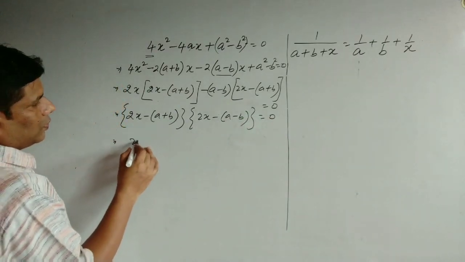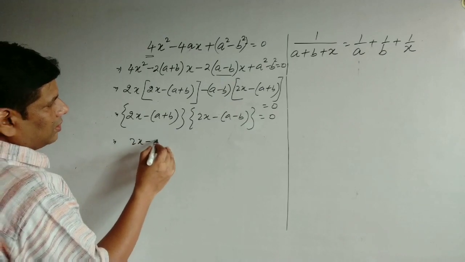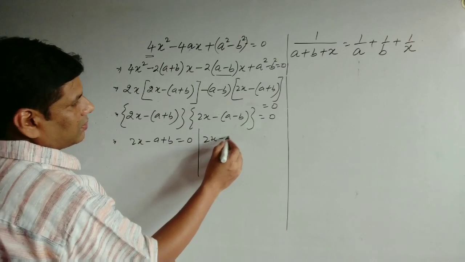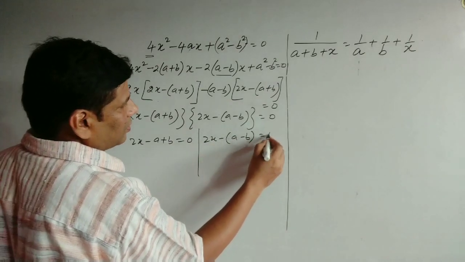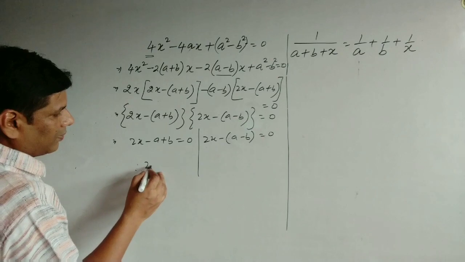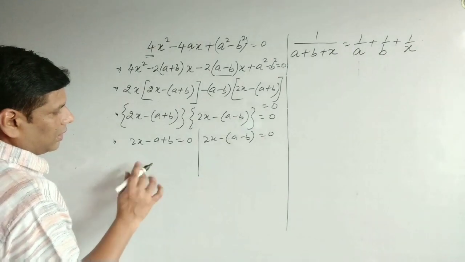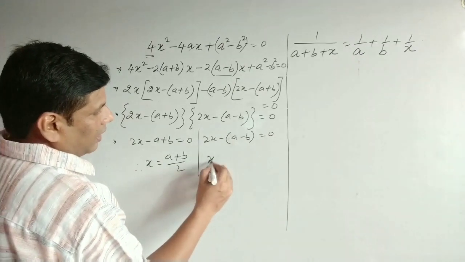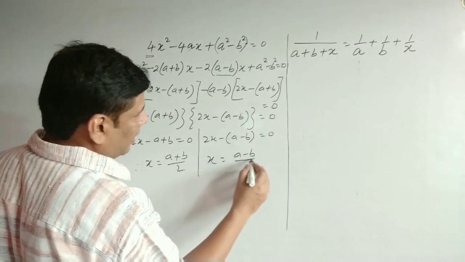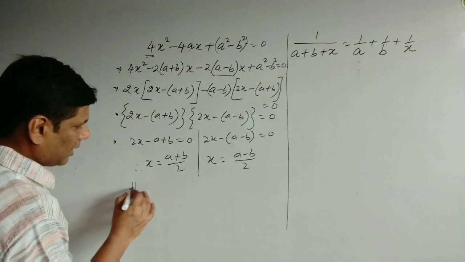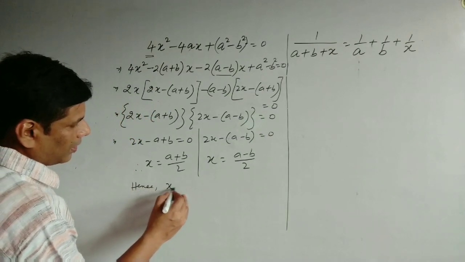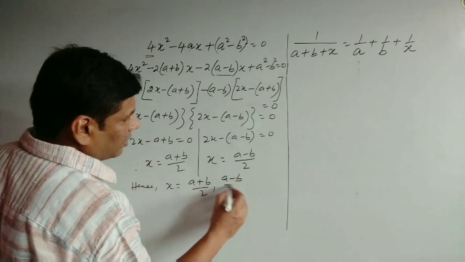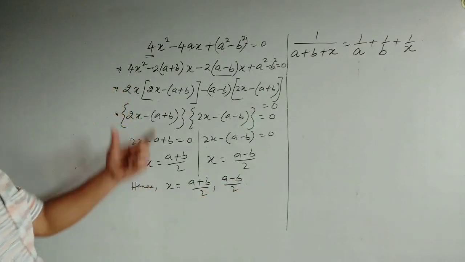So 2x minus (a plus b) will be either 0 or 2x minus (a minus b) will be 0. Therefore we have x equals (a plus b) by 2, and here we have x equals (a minus b) by 2. Hence we can write the solution as x equals (a plus b) by 2 and x equals (a minus b) by 2. So this is the solution of this question.